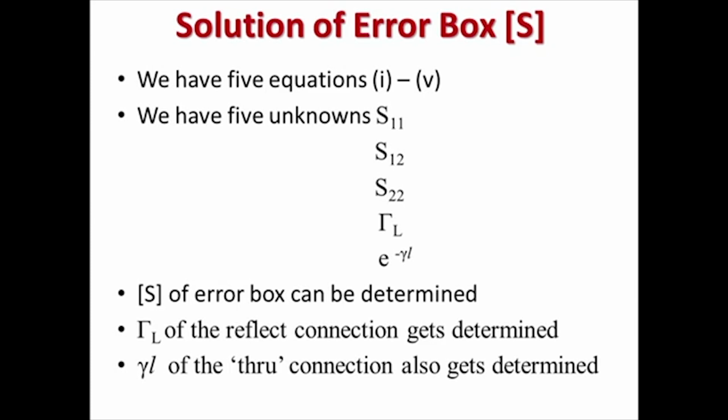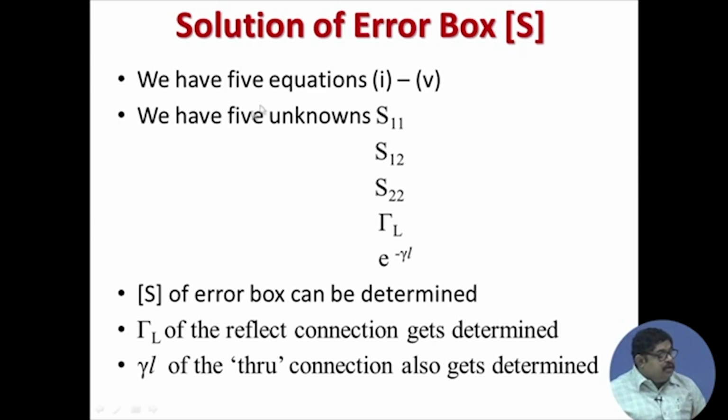I am not going into how to solve 5 unknowns, 5 equations by proper manipulation. That manipulation is a long one, but you can solve it. So, by that you can determine these. If you determine these 3, basically you are determining the complete S matrix of the error box. So, now you know the error boxes. When you do actual measurements with your DUT, you know that you will have those error boxes.